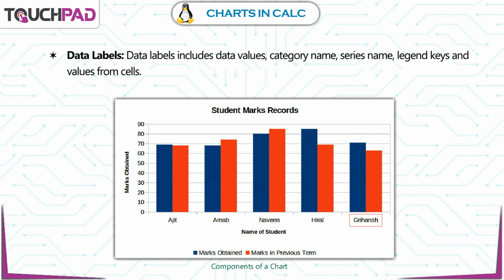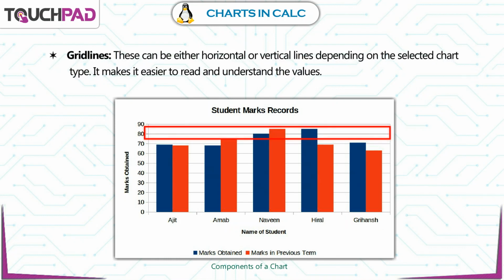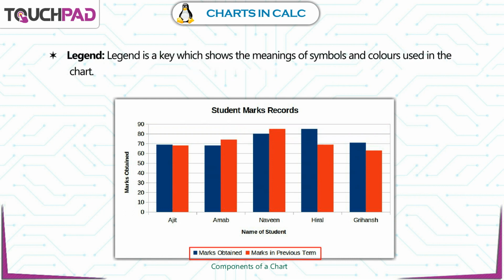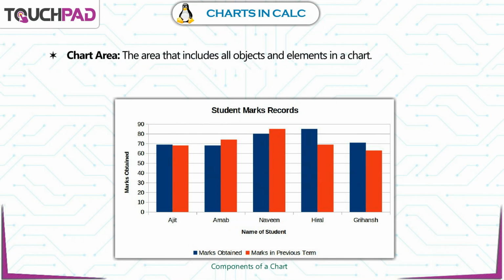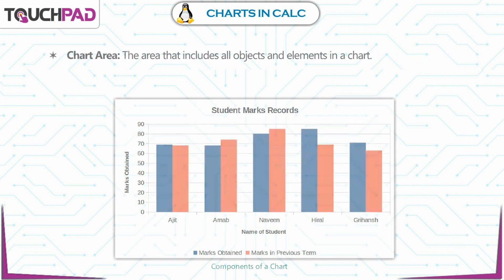Data labels. Data labels include data values, category name, series name, legend keys, and values from cells. Grid lines. These can be either horizontal or vertical lines depending on the selected chart type. It makes it easier to read and understand the values. Legend. Legend is a key which shows the meanings of symbols and colors used in the chart. Chart area. The area that includes all objects and elements in a chart.